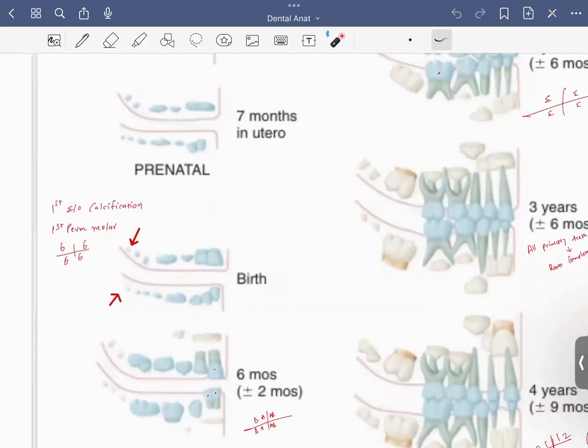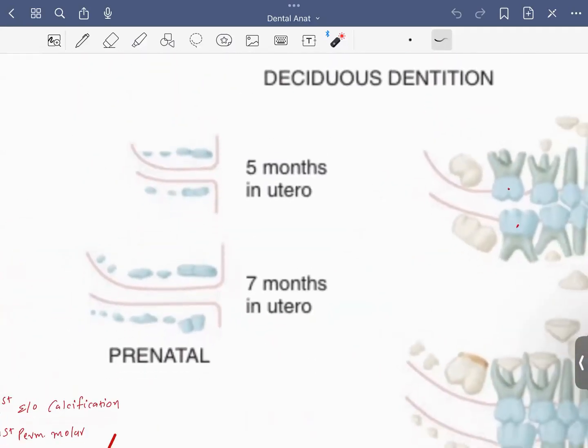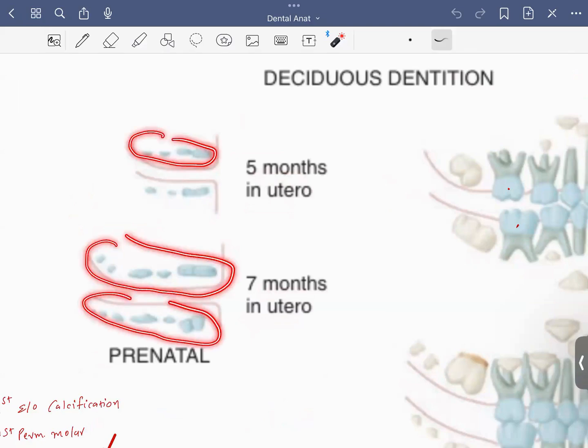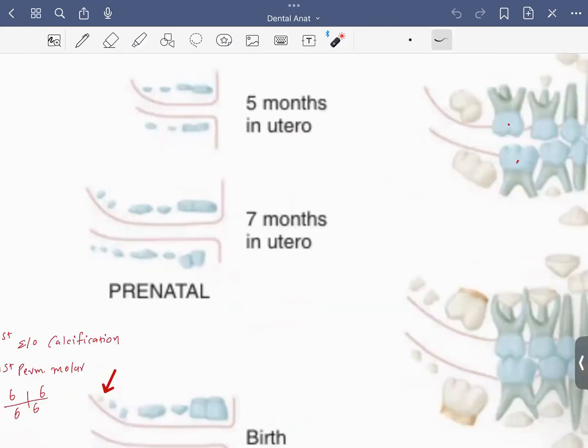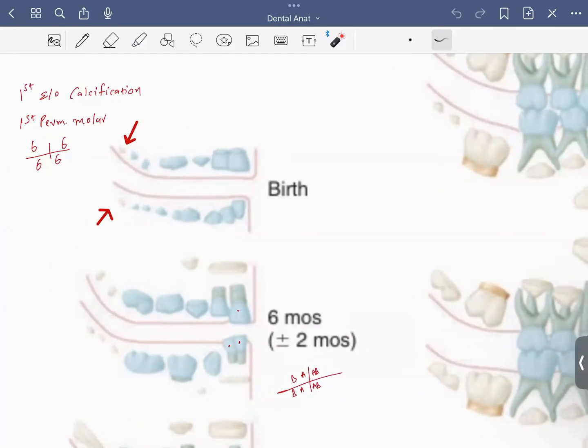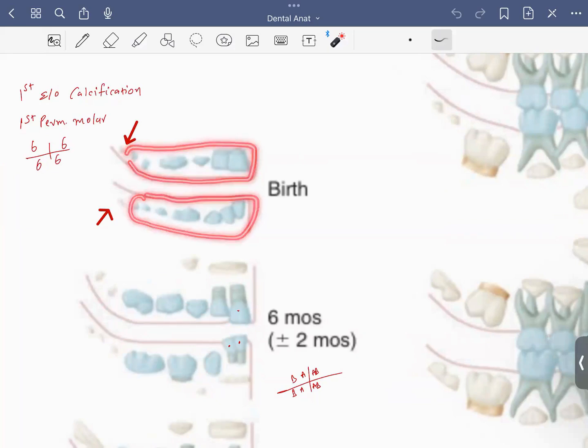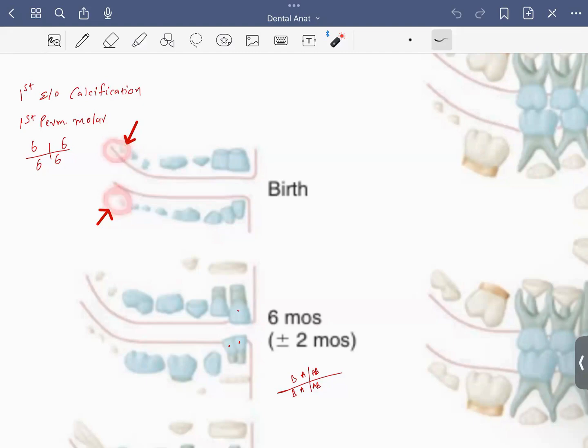All right. So during the prenatal period, before birth, around 5 months or 7 months in utero, you see the initiation of calcification of the deciduous dentition. At birth, what is important that we need to remember? Can everyone see the bluish colored teeth calcification which is taking place in this image? Remember, in this image, the blue color is for deciduous teeth, and the white color is for the permanent dentition.